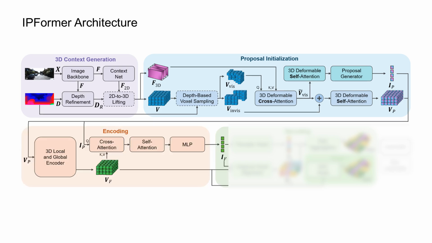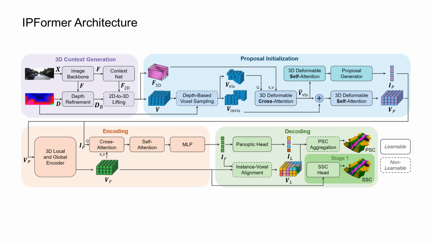During encoding, first, the voxel proposals are locally and globally encoded to generate voxel features. Then, we attend the instance proposals over these refined voxel features to generate instance features that correlate with all voxels. The decoding step aims to finally reconstruct the scene.